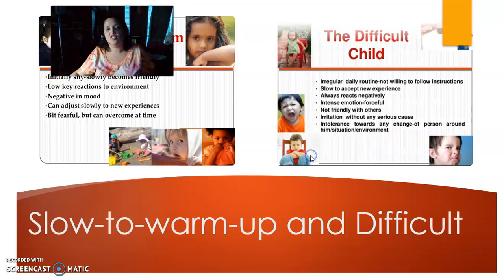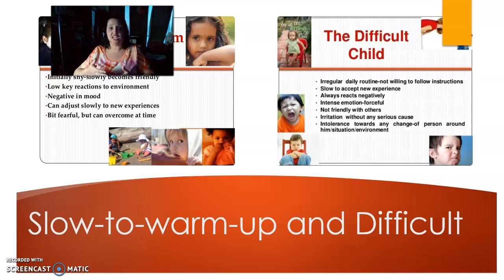Then you have what's referred to as the difficult child. The difficult child tends to have a routine that they don't want changed, or they have an irregular routine and they're not willing to necessarily adapt to what's needed. They tend to react negatively. For example, if you have to move your baby's nap schedule by like 30 minutes, they are not going to take it, or they're not going to work with you on it. They're slow to accept things that are new.